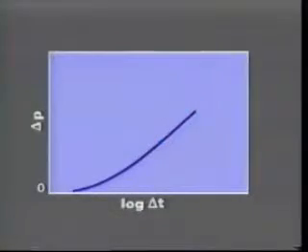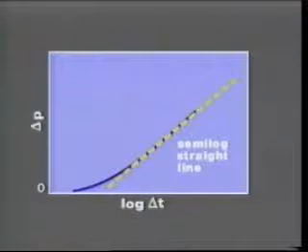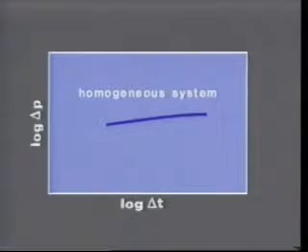During the infinite acting radial flow of Period 3, a plot of delta P, not log delta P, is a linear function of log delta T. In effect, we have a semi-log straight line. Plotting the same data on the diagnostic plot of log delta P versus log delta T yields a curve like this one for a homogeneous reservoir.